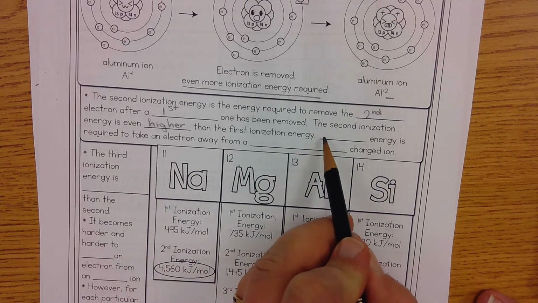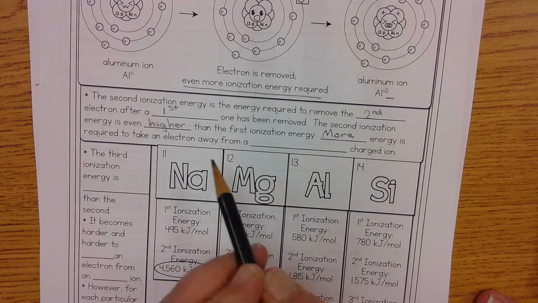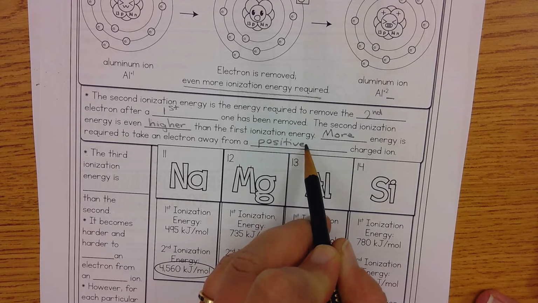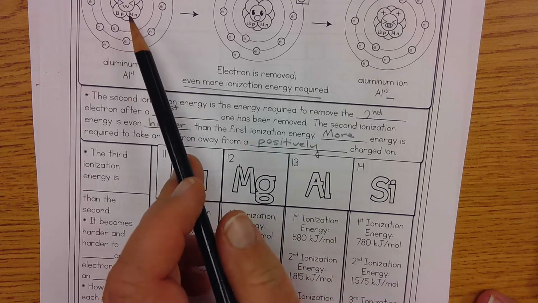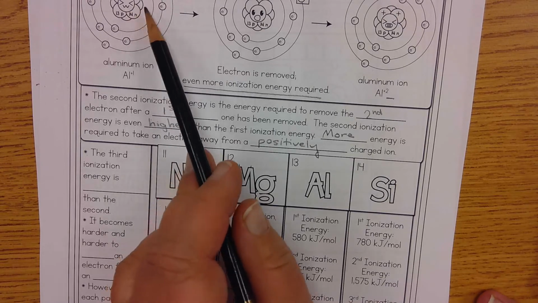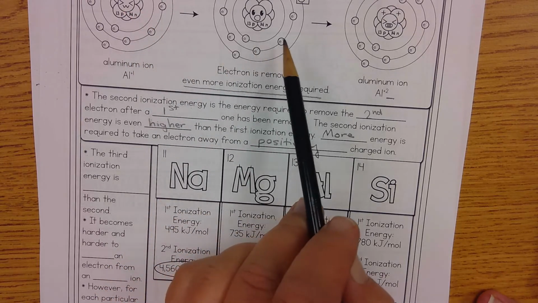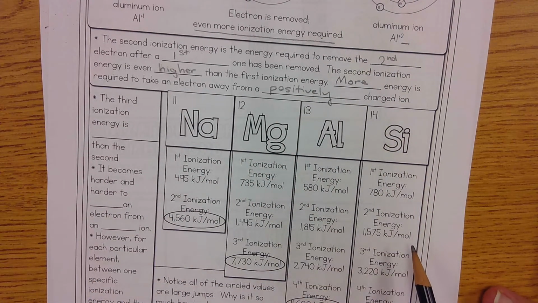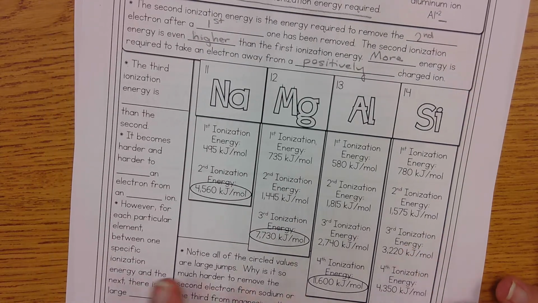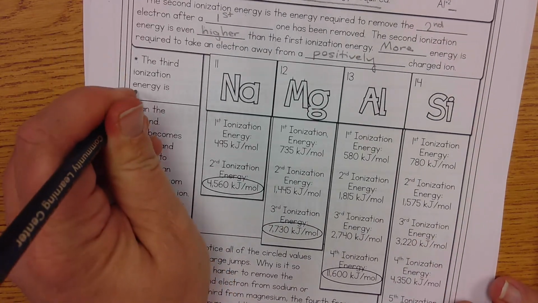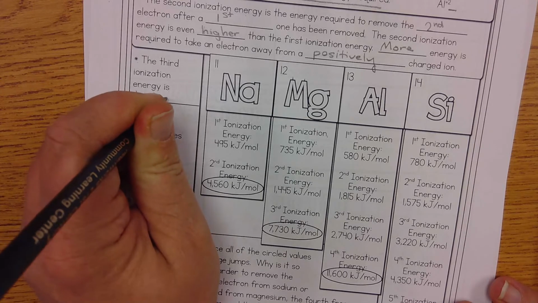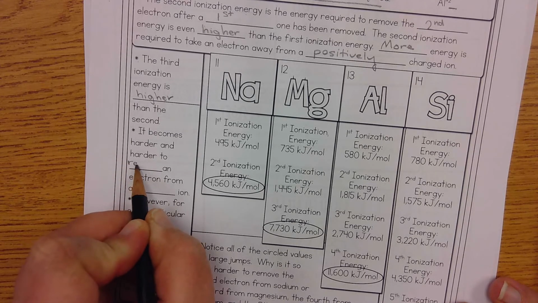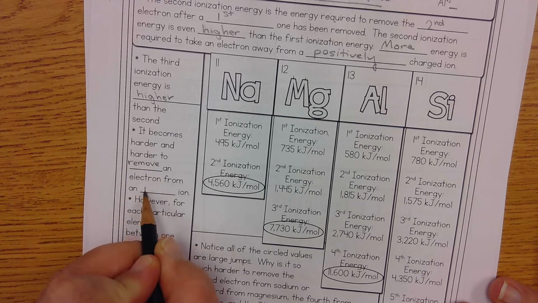Which means that we need more energy to take that electron away from a positively charged ion. So it's already got more protons than electrons. So this charge is already big. To try and remove another electron takes even more work. And as you might think, the third ionization energy is even higher than the second, and so on and so on. So it becomes harder and harder to remove an electron from a positive ion.